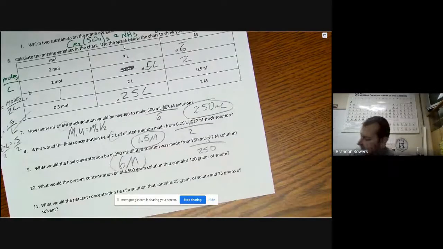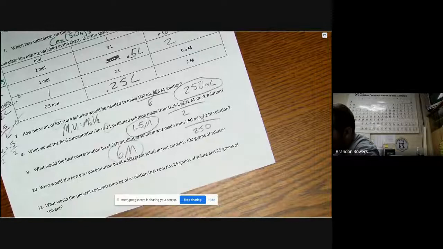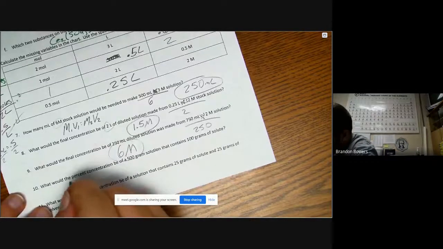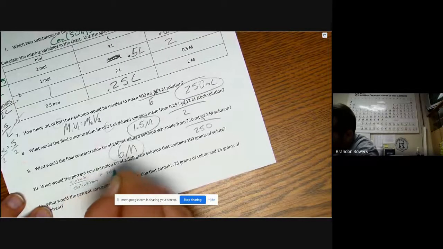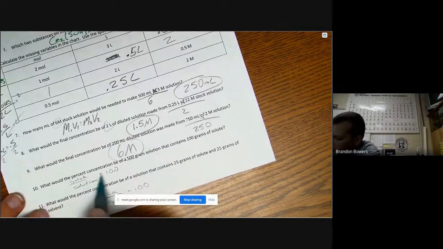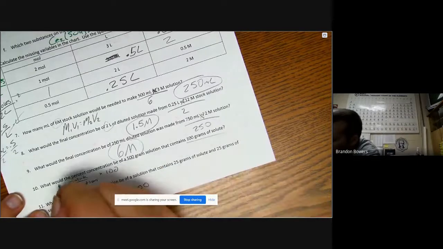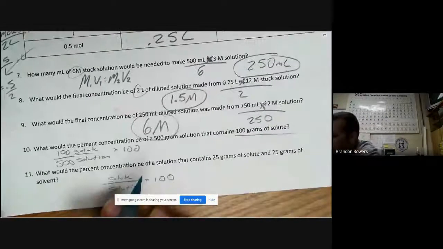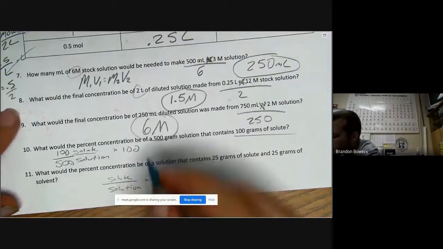Okay. The last 2 are my percent concentration equations. So I'm going to have grams of solute over grams of solution, so solute over solution times 100. So if I look, I'm given 500 grams of solution. I'm given 100 grams of solute. So what you've got to do is type in 100 divided by 500 times 100. You should get 20%.